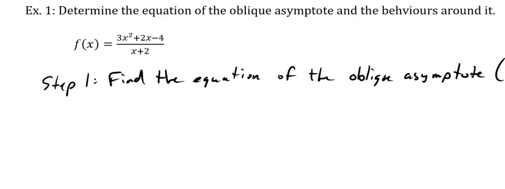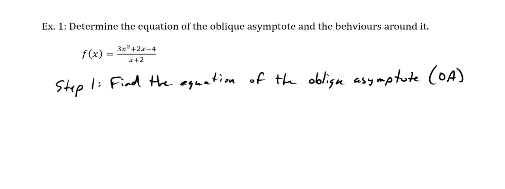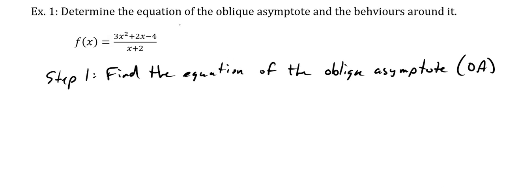So what I do notice when I look at this function, oops, I zoomed in too far, is the degree on top is 2. And the degree on the bottom is 1. 2 is exactly 1 more than 1. Therefore, there is an oblique asymptote.